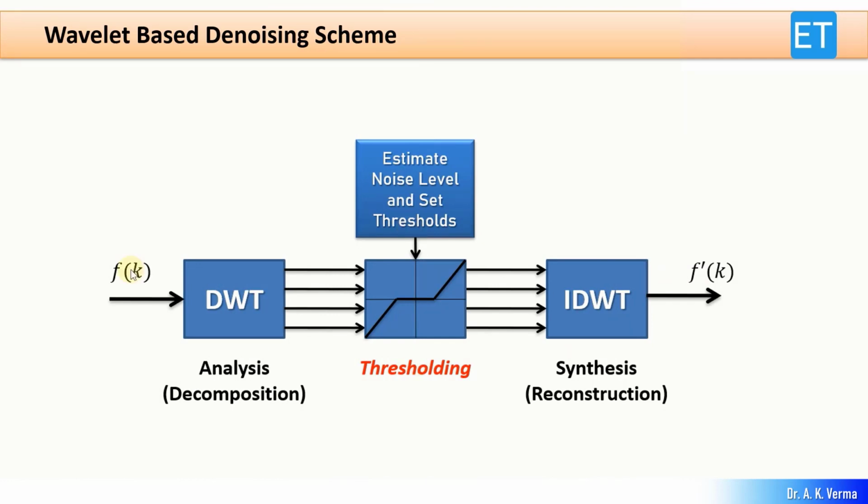Here you can see that the signal fk is first decomposed using the discrete wavelet transform into various levels, and then we get the coefficients at these levels. We get detail coefficients and approximation coefficients. All those coefficients, detail coefficients only, are thresholded. I mean, they are shrunk, and then these modified wavelet coefficients are collected together, and we take the inverse discrete wavelet transform to get the signal back, which is our denoised signal.